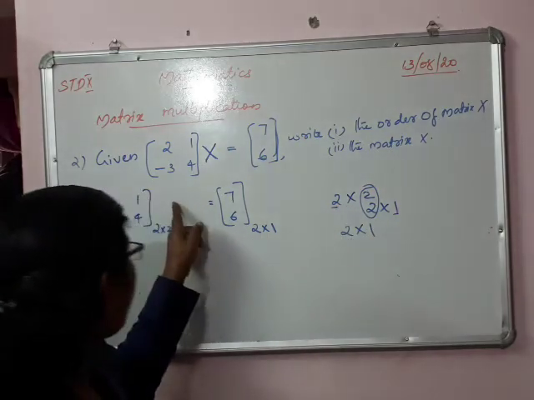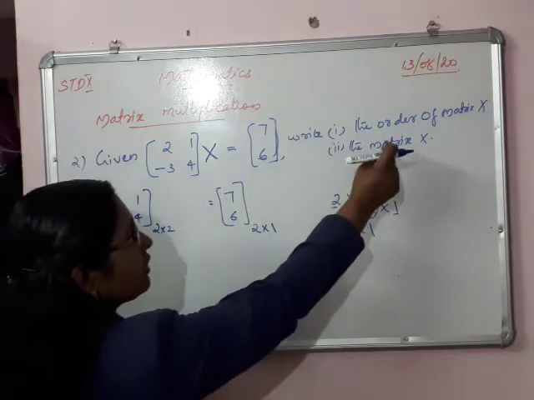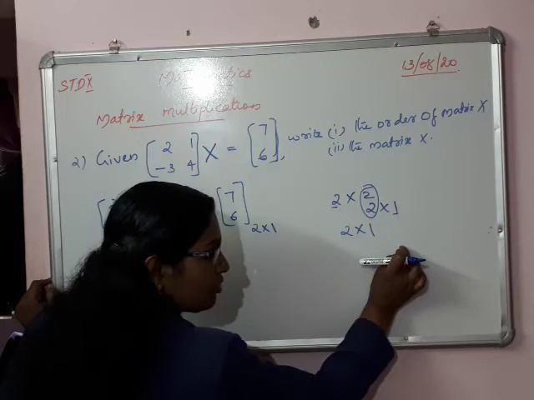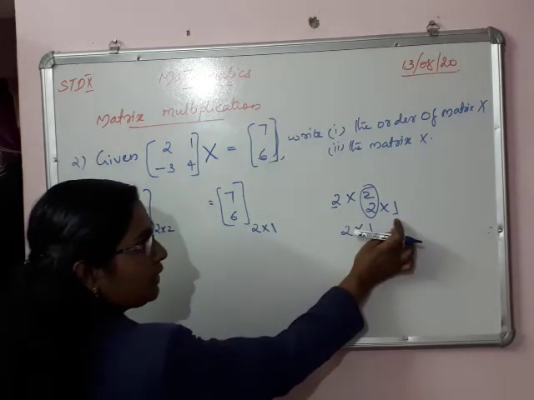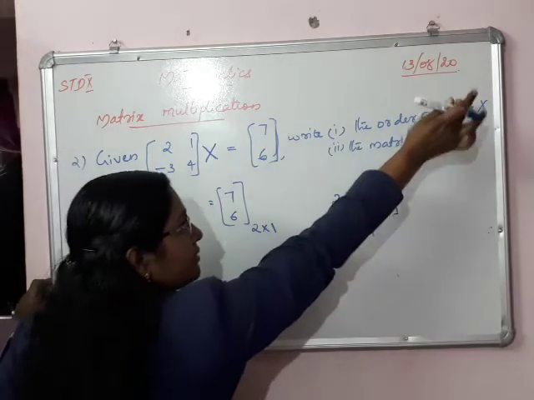That is the value of X. So your first answer is that the order of X is 2 by 1. Understood how we found 2 by 1? The 2 and 1 balance. That is your order of the matrix X.